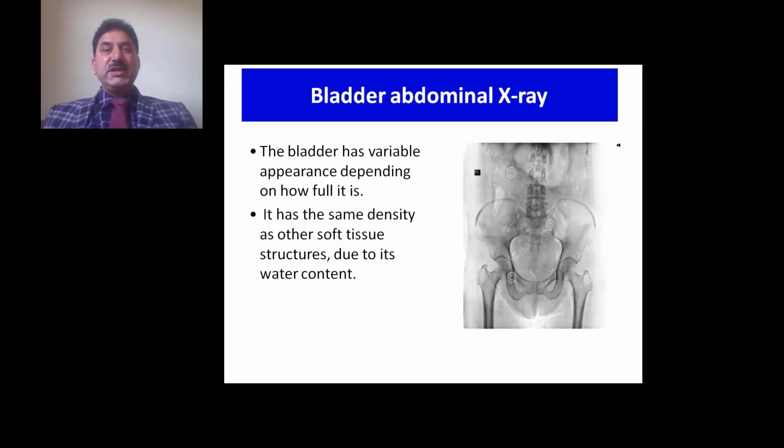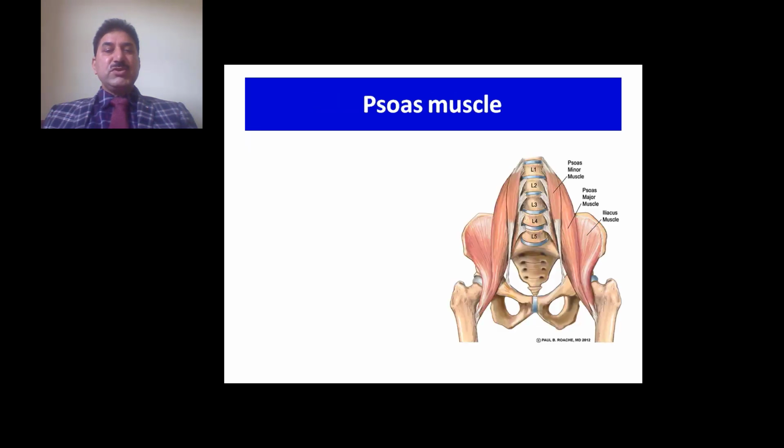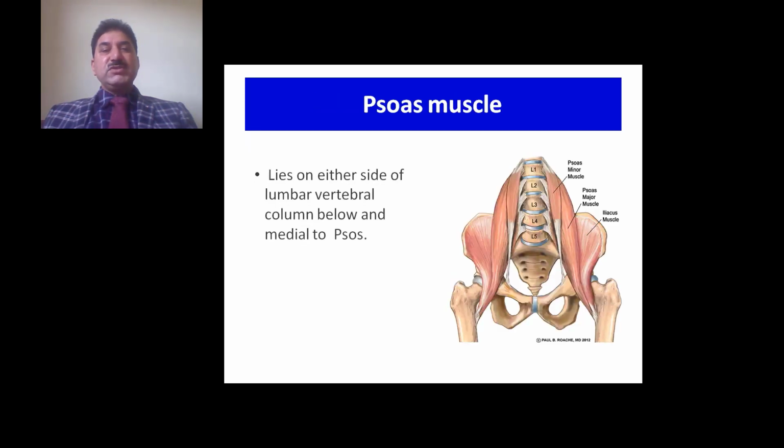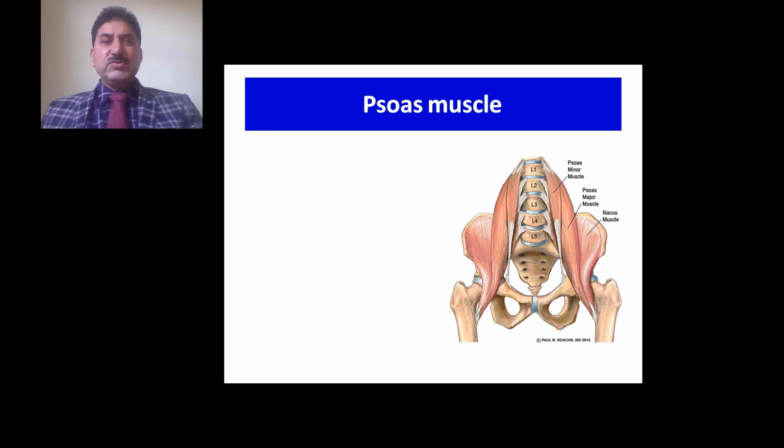Bladder on abdominal X-ray. The bladder has variable appearance depending on how full it is. It has the same density as other soft tissue structures due to its water content. On KUB, we can also see the psoas shadow, which lies on either side of the lumbar vertebral column, below and medial to the psoas muscle.